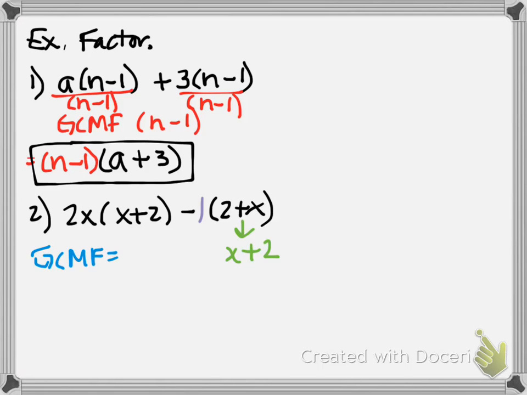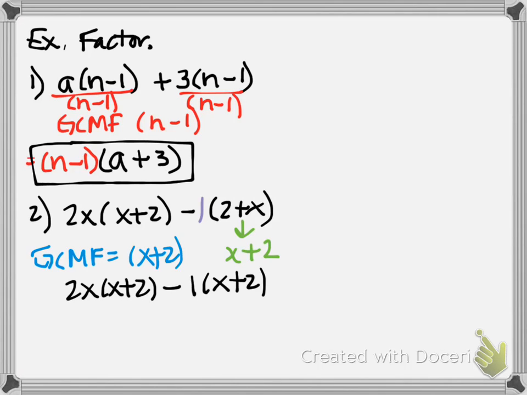Is going to be that quantity x plus 2. So I'm going to rewrite this problem since I've made a big mess of it. And I have 2x times the quantity x plus 2 minus 1 times the quantity x plus 2. Commutative property allows me to do that. I'm going to divide both of these by the quantity x plus 2.